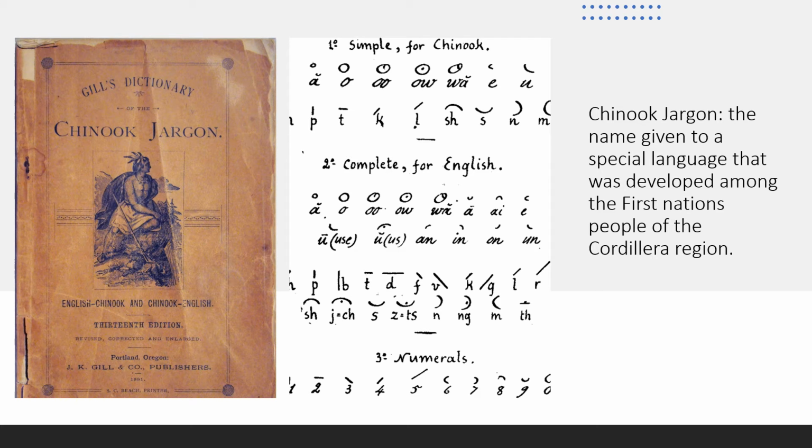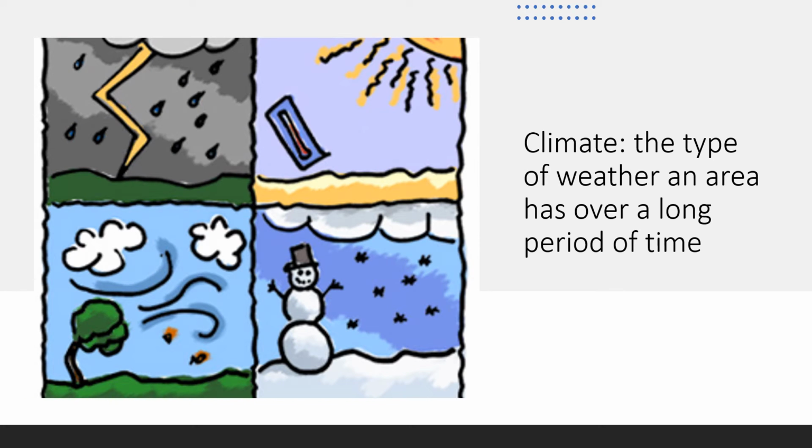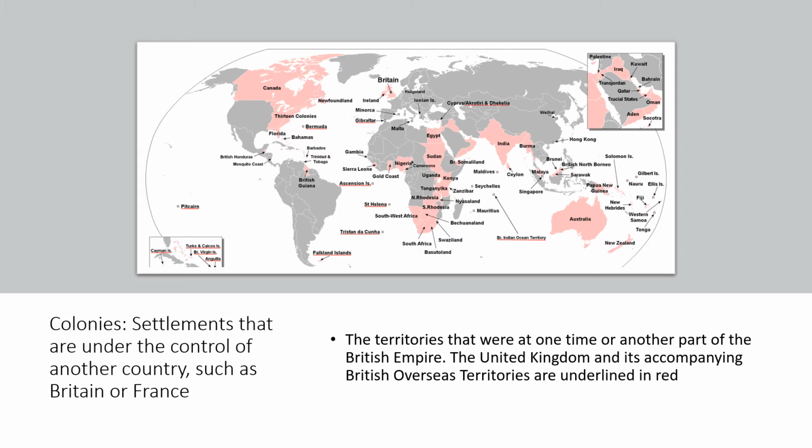Chinook jargon, the name given to a special language that was developed among the First Nations people of the Cordillera region. Climate, the type of weather an area has over a long period of time. Colonies, settlements that are under the control of another country, such as Britain or France. This map shows the colonies of Great Britain.